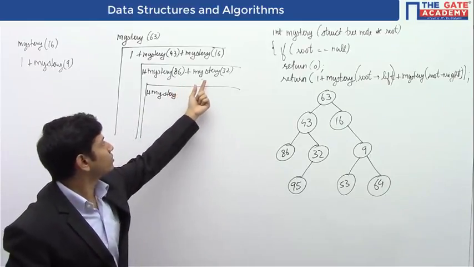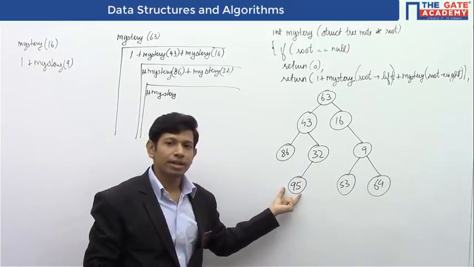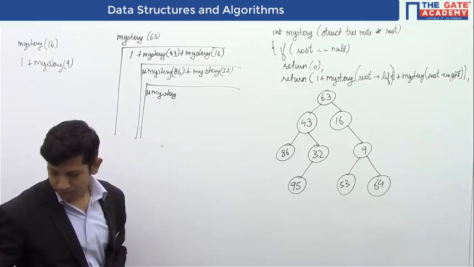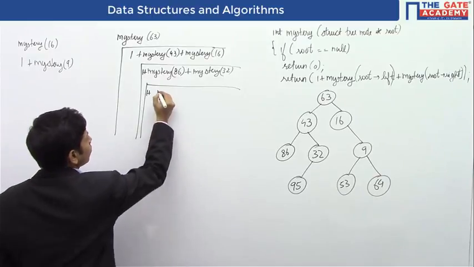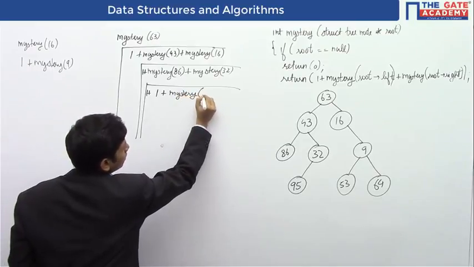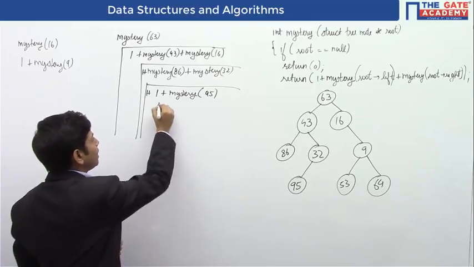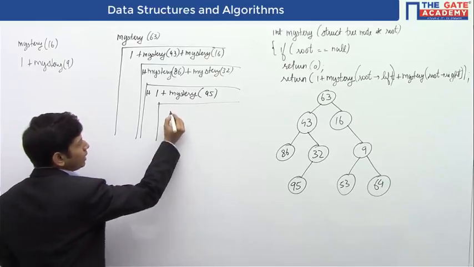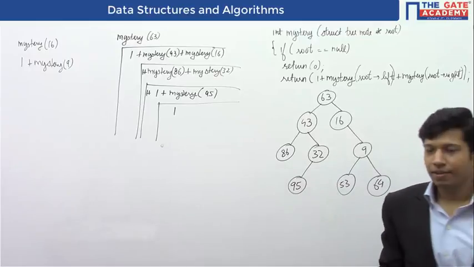Next we have mystery of 32. Now mystery of 32 will call 1 plus mystery of 95. So this we have obtained 1, and next we will obtain another one. 1 plus mystery of 95. Now let's make another recursive stack for this mystery of 95. It will be only 1 because there is no left child, no right child for this 95.